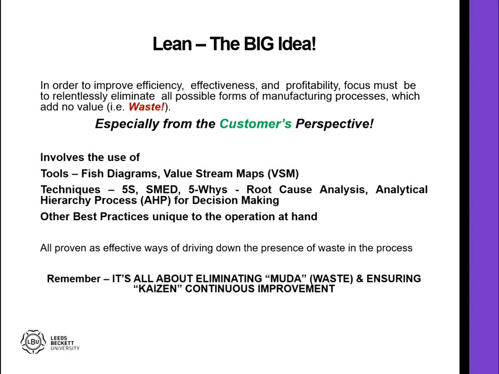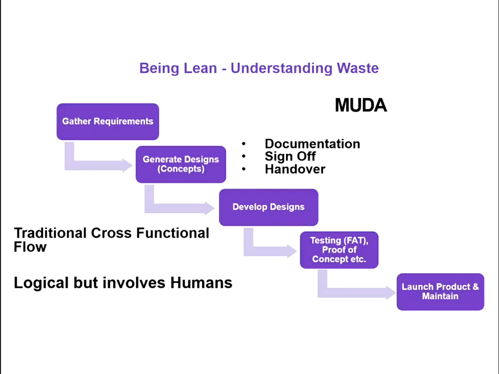Remember, it's all about eliminating muda and ensuring Kaizen. Kaizen is continuous improvement. Like I said earlier, it's not just a single journey. It's more like going around a roundabout in some respects. You're constantly trying to improve and improve and improve, continuously improving.